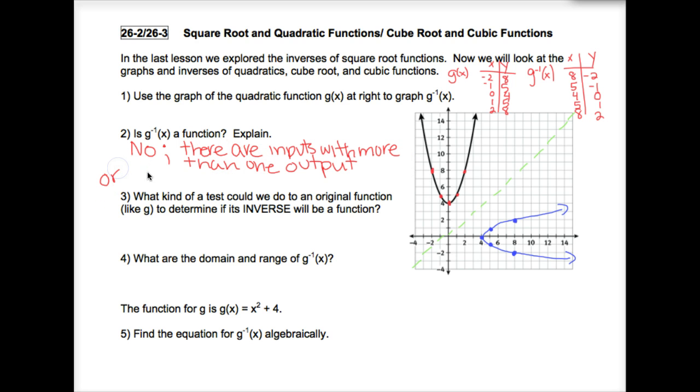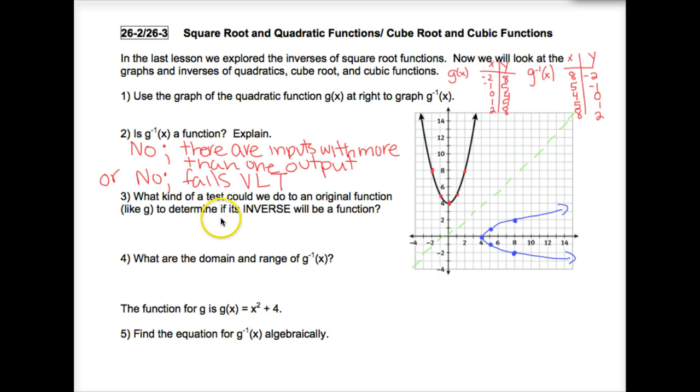Or you could also say no, because it fails the vertical line test, or the VLT. Because if I draw a vertical line right here, for instance, it touches more than once, so it fails the vertical line test.